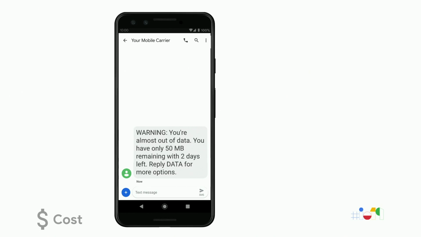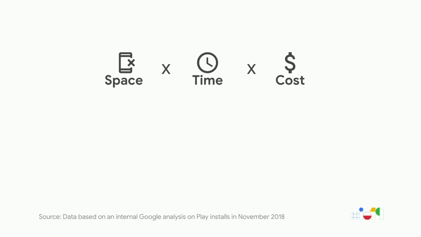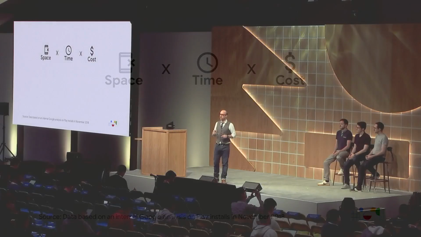The third thing we talked about is cost. So we take for granted Wi-Fi or practically unlimited data plans, but that is not the case for the majority of our users around the world. And the cost of their data can be significant. So when they try to download your app, when they see how much data it's going to take to download it, many of them will immediately cancel that download. So we have space, we have time, and we have cost.